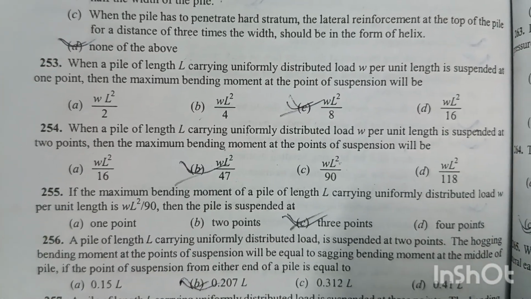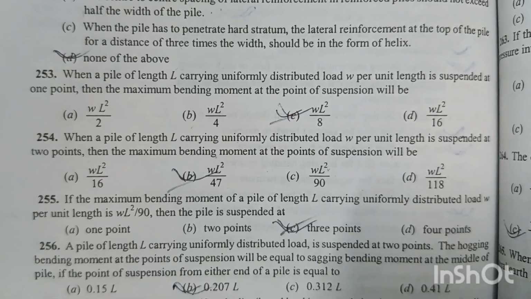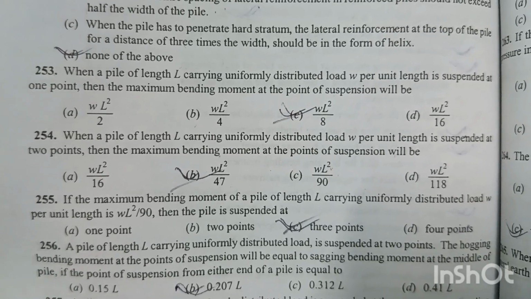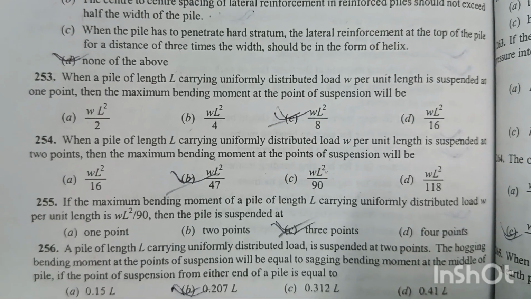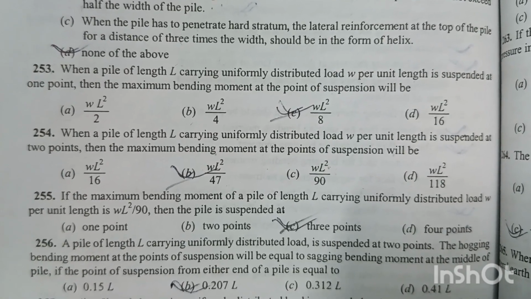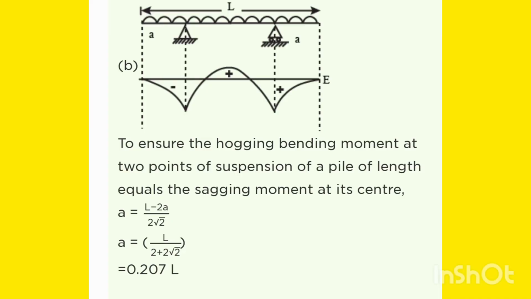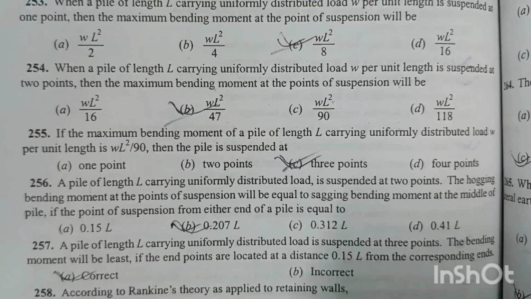Question number 256. A pile of length L carrying uniformly distributed load is suspended at 2 points. The hogging bending moment at the point of suspension will be equal to the sagging bending moment at the middle of the pile if the point of suspension from either end of the pile is equal to 0.207 L. Option B is the right answer. Question number 257.